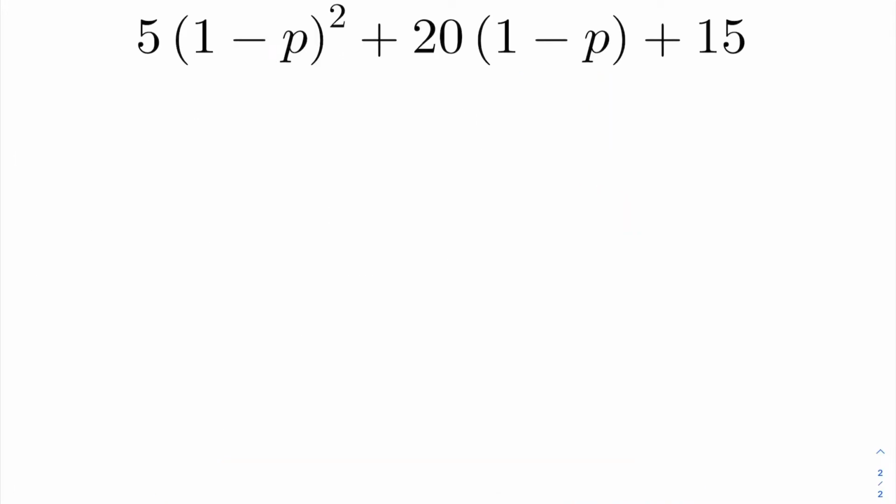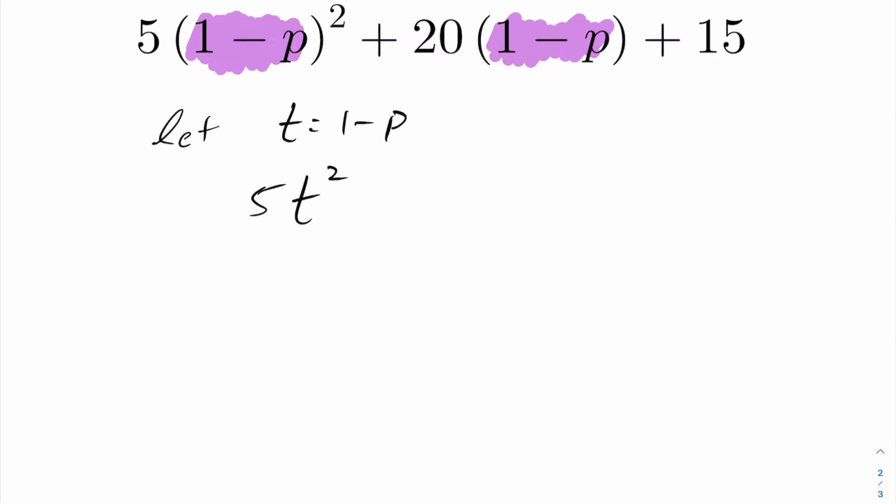This time we're given a degree 2 polynomial. This is a quadratic. You can see the power of this is going to be a 2. But in this case we see a 1 minus p and a 1 minus p. This lends itself to substitution. I'm going to let t equal 1 minus p, just so we can get a better look at what this quadratic looks like, in which case it's 5t squared plus 20t plus 15.